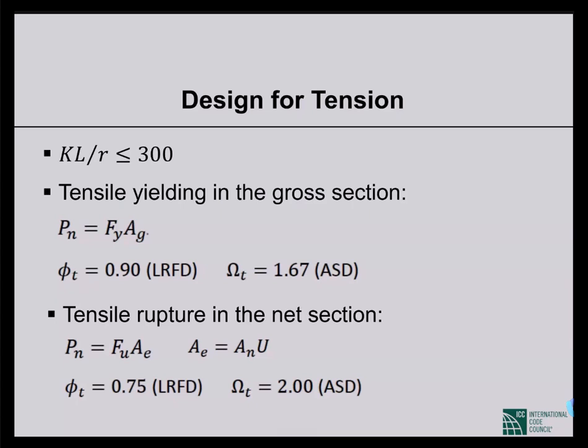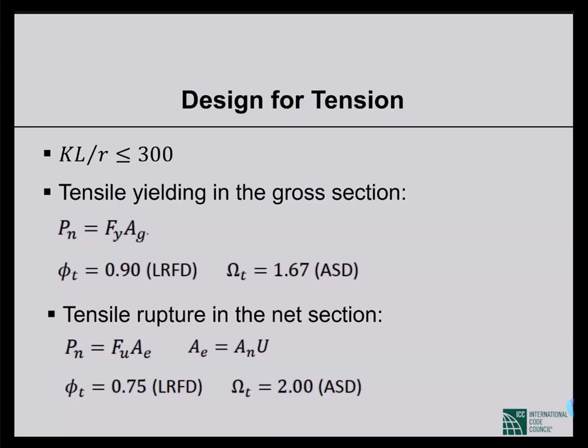In most cases, the phi values used for LRFD and omega values used for ASD are mentioned just with the formula in the code. So you'll always have to be careful about those factors. For the case of tension, phi is 0.9 and omega is 1.67 for the check of yielding.